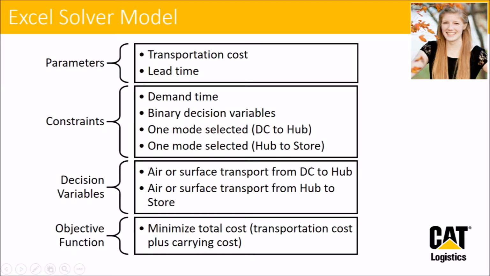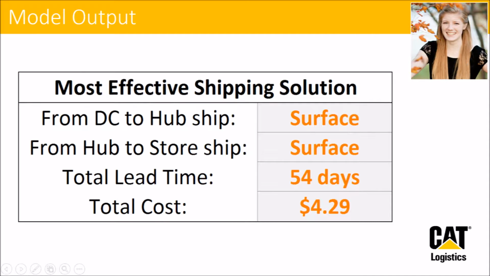Total cost is broken down into transportation cost and carrying cost, with transportation cost equal to the sum product of per unit transportation cost and decision variables, and carrying cost equal to daily carrying cost times the days until stockout less lead time. These are multiplied by the EOQ, since we assume that all products would be ordered in their economic order quantity. This is an example of the output a dealer would receive, using Part 1 and Store 86. We can see that the most effective shipping solution is surface transportation, with a lead time of 54 days and a total cost of $4.29.